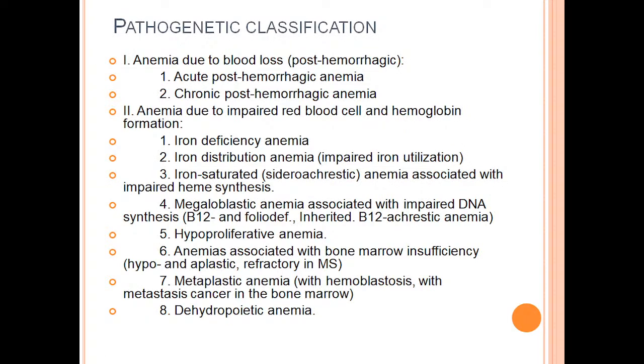What about classification? The first one is pathogenetic classification. We see anemia due to blood loss, post-hemorrhagic. It can be acute and chronic. And the second one, anemia due to impaired red blood cell and hemoglobin formation. It can be iron deficiency anemia, iron distribution anemia, and iron saturated anemia associated with impaired heme synthesis, megaloblastic anemia associated with impaired DNA synthesis, hyperproliferative anemia, anemia associated with bone marrow insufficiency, metabolic anemia, and erythropoietic anemia.